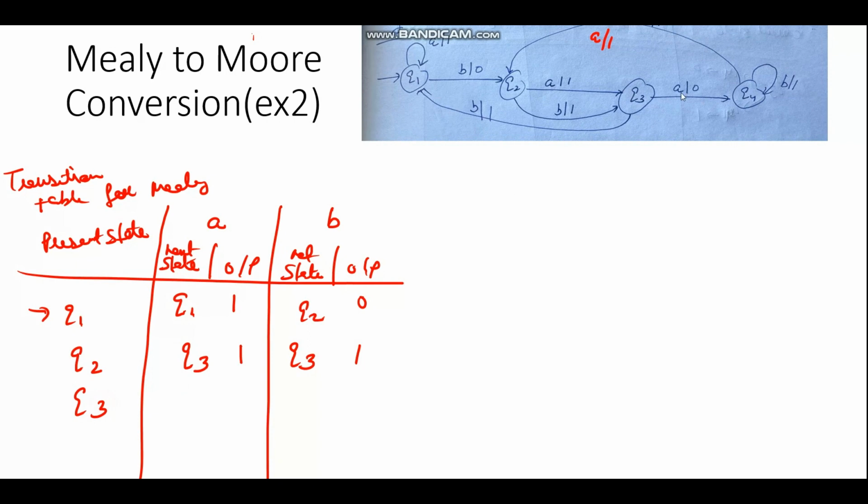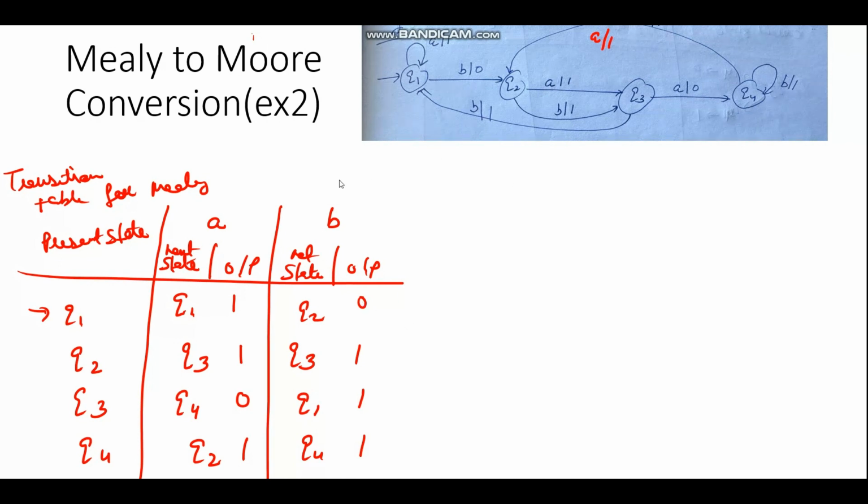So for Q3, for A, where is it going? It is going to Q4 with output 0, and for B it is going to Q1 with output 1. For Q4 it is going to Q2 with output 1 in that case, and here for Q4 the output is 1 in this case. So now this is the table that we have created. For every state with a single output, for all the inputs, there is no need to split when we convert.